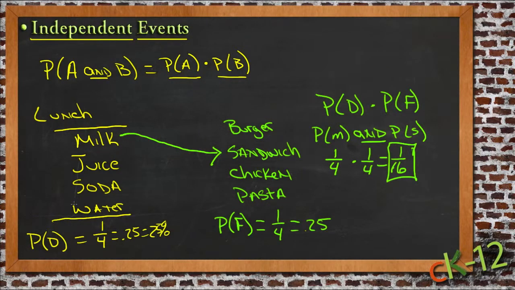So we take the probability of the first thing and we multiply it by the probability of the second thing to get the probability of the two of them together. And we can see that the chances of getting them both at the same time are significantly less than the chances of getting either one or the other. You know, because there's obviously a lot more options. If all I'm saying is I have to get a sandwich, there's four different ways I could get a sandwich. I could get a sandwich with milk or with juice or soda or water, right? But there's only one way I can get a sandwich with milk. So that combined probability is significantly less than the probability of either one of the two choices on their own.